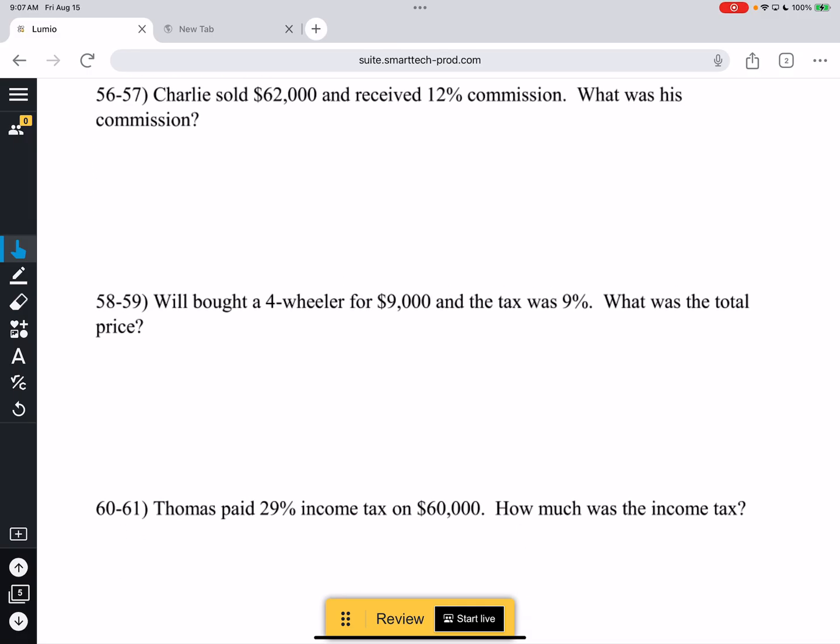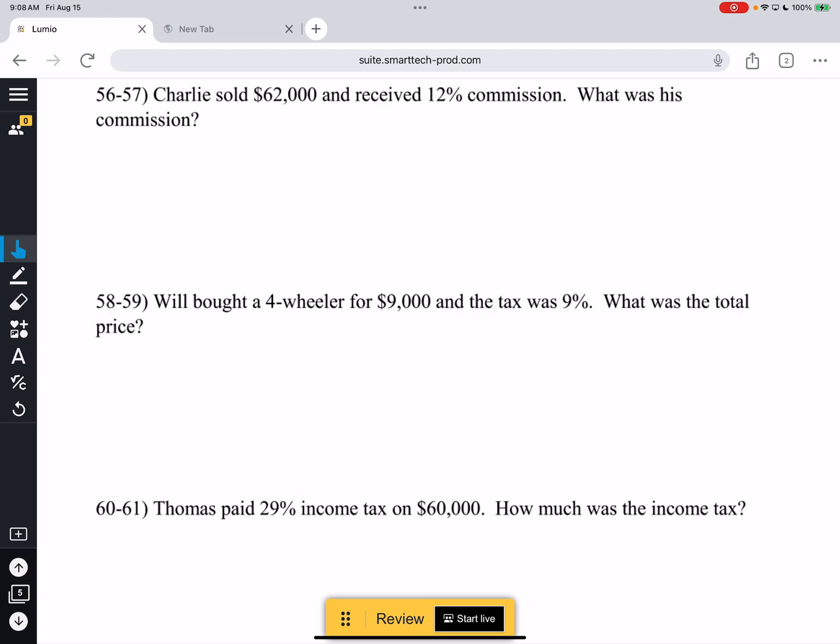So, Will bought a four-wheeler. Oh, back up, 56, 57. What is commission? What do we mean by commission? It's the money, so if you sell something, usually it's salespeople that get the commission. Are they getting the entire price of what they sell? No. They are only getting a portion of it. So it's kind of like finding the rate with a problem like we just did.